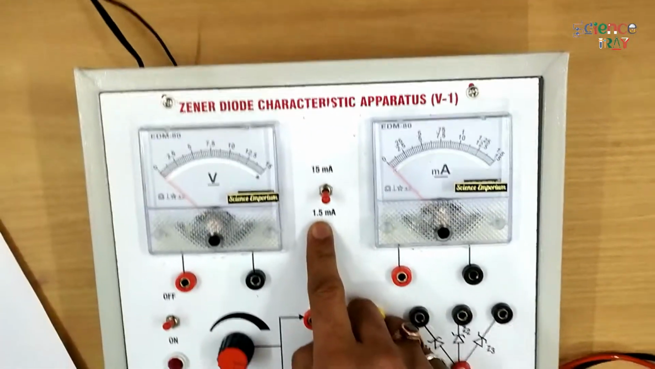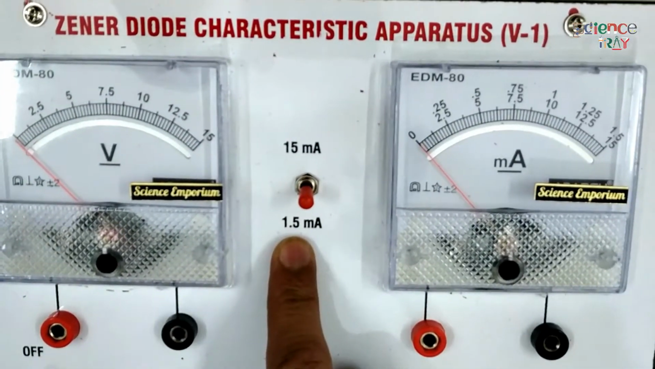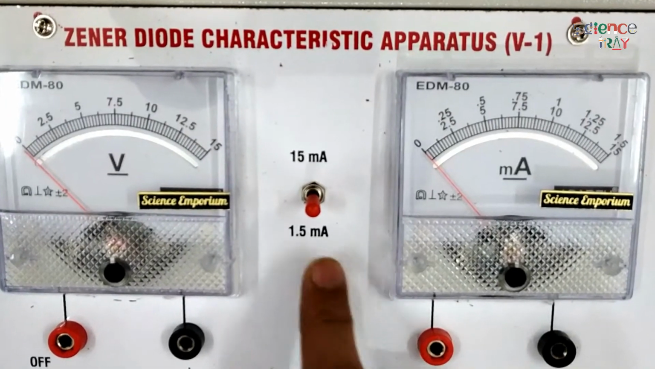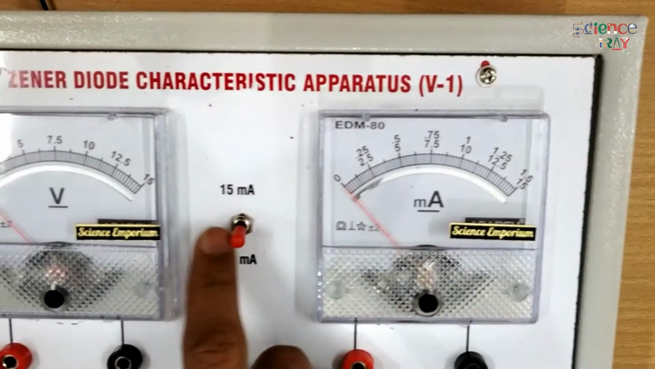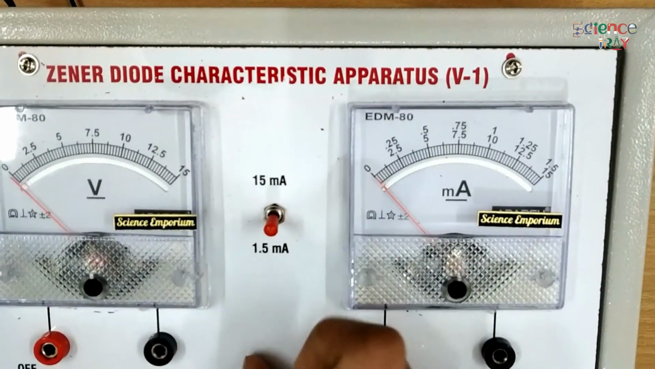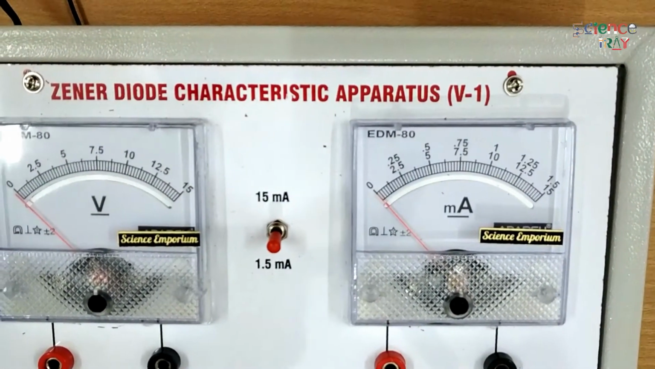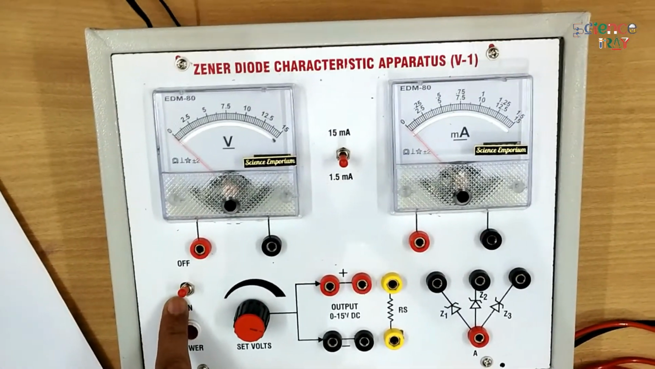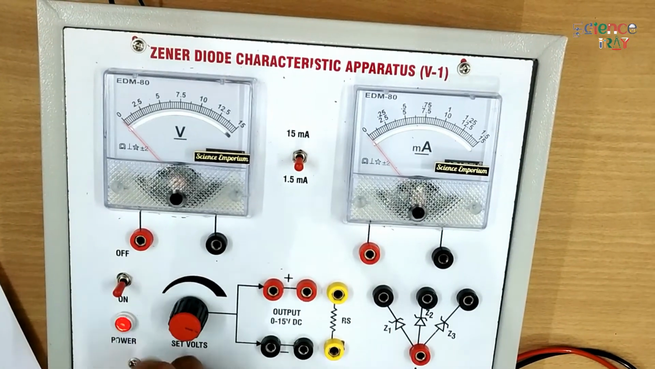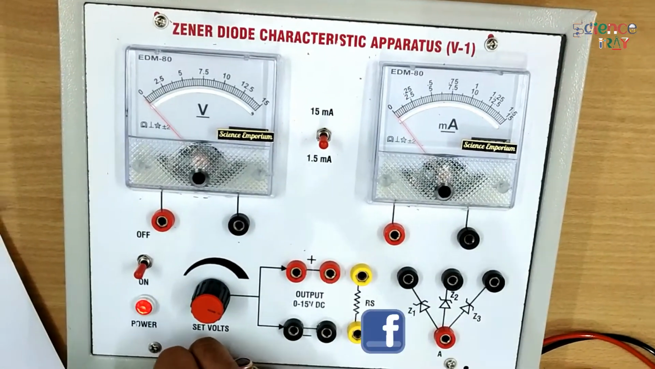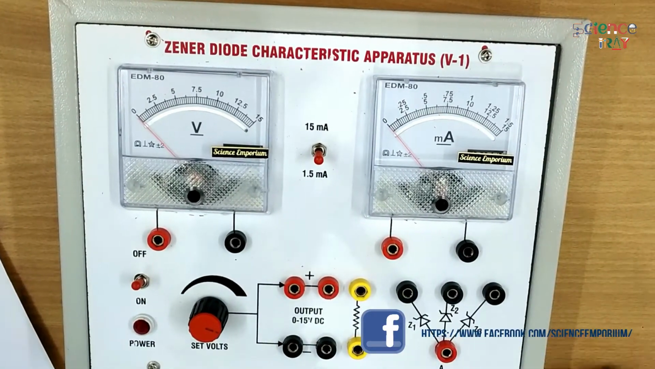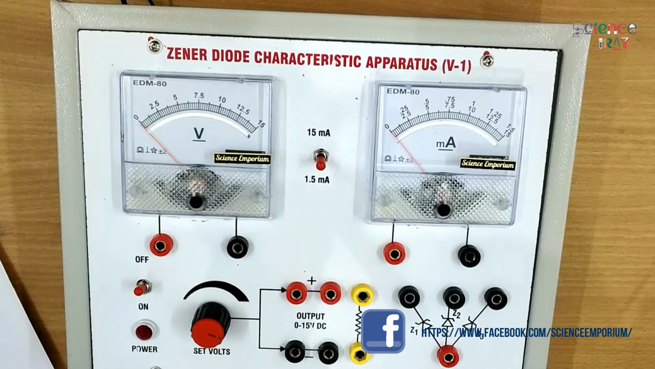We can vary ammeter readings, which can be limited up to 1.5 milliampere or up to 15 milliampere. We can change it with this toggle button. We can switch the kit on or off from here, and this LED will glow as we switch on our kit. So right now we are going to make the connections.